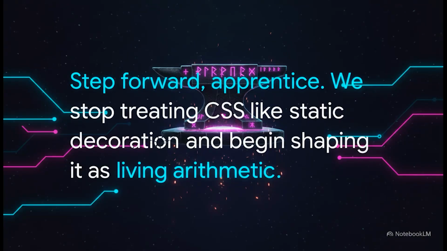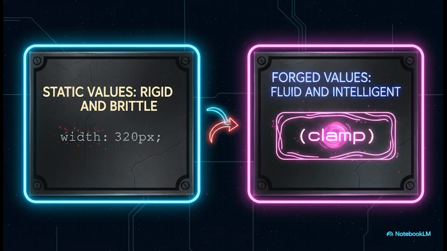The anvils are glowing. Today, we're going to transform your code from just static decoration into living, breathing arithmetic. Check this out. On the left, you've got the old way, a static value like 320 pixels. Yeah, it's predictable, but man, is it brittle. Now, look at the right. That is a fluid value using clamp. It's fluid, it's intelligent, and it's responsive just by its very nature. This one little comparison shows the huge leap in power we're about to unlock.